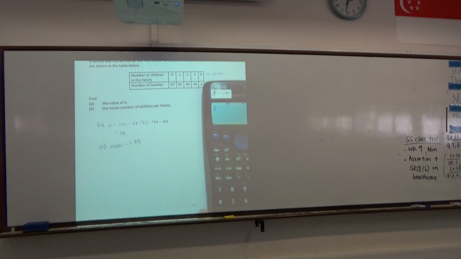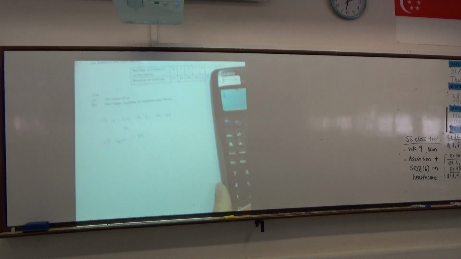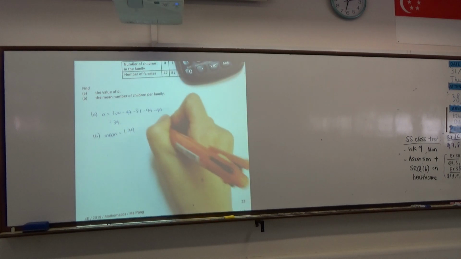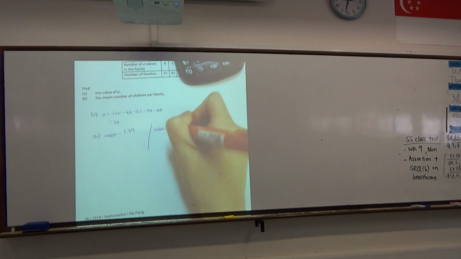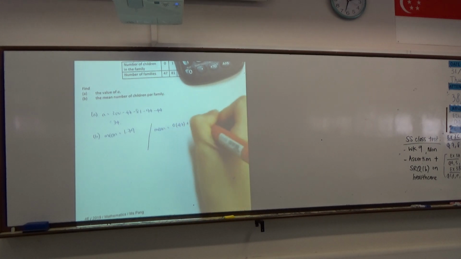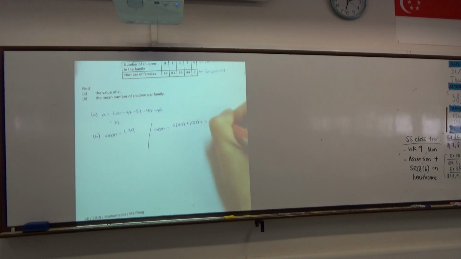If you would like to write the working to show, it would be 0 times 47 plus 1 times 81. Since there's only 5 data, I shall write everything.